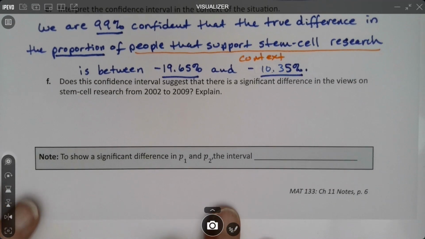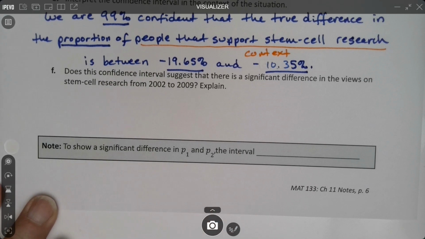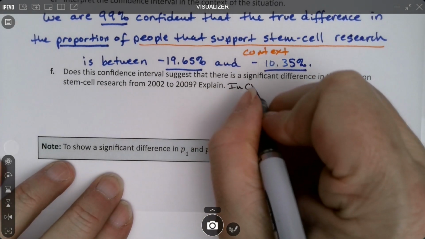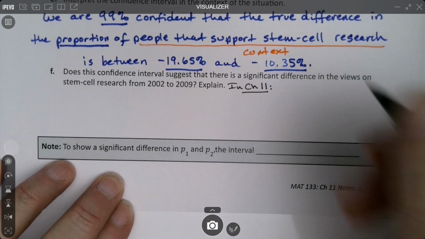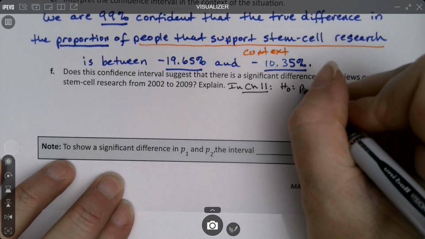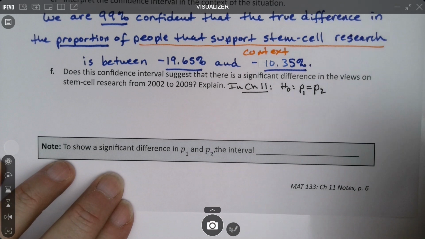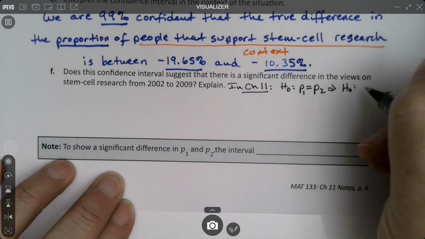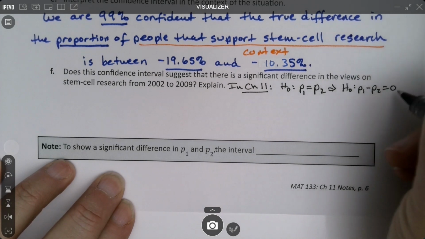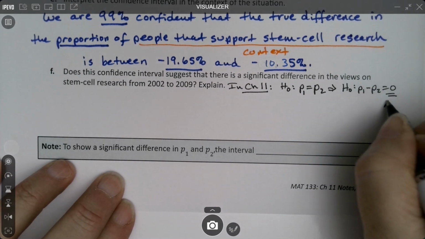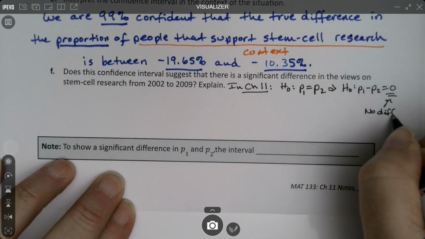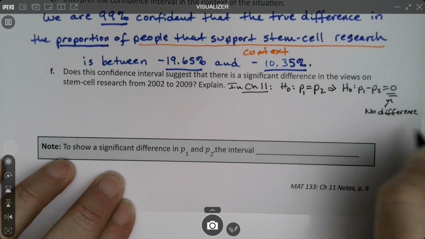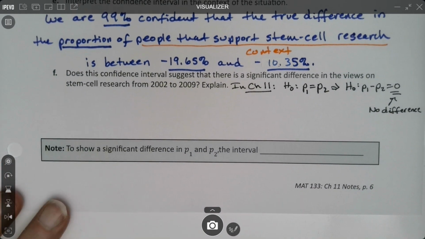Now the last piece. Does this confidence interval suggest that there's a significant difference? Okay, well that's key. So difference. Okay, so in chapter 11, and this is going to be something that's going to hold for the whole chapter, the null hypothesis is always that they're equal to each other, that group 1 and group 2 are equal, either their means or their proportions, which means when you subtract them, remember the other way of writing it, it would be that it's equal to 0, right? So there's no change, there's no difference. That is always the null hypothesis, right? There's no difference, that the difference is 0.